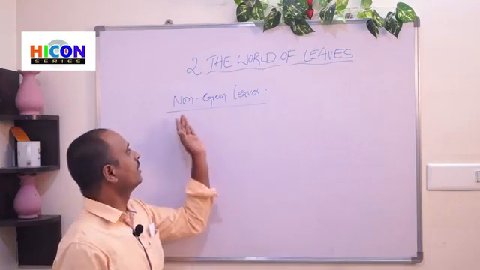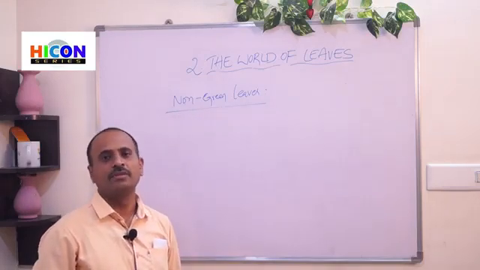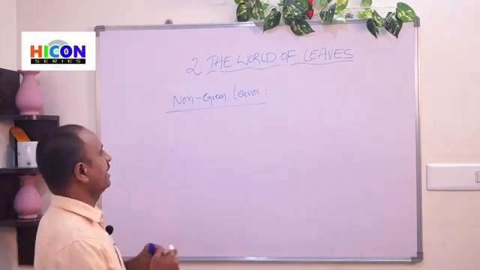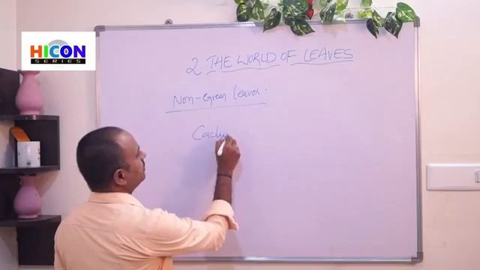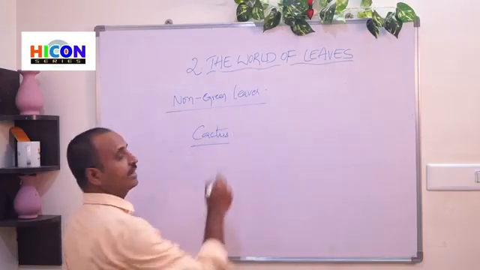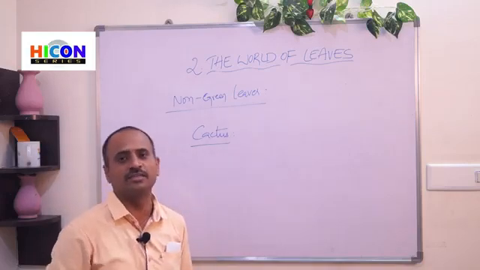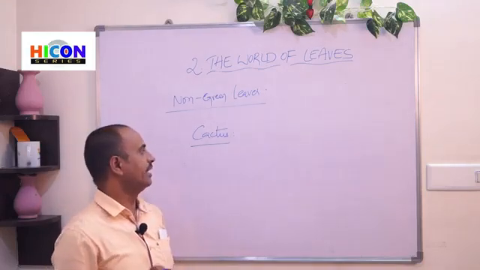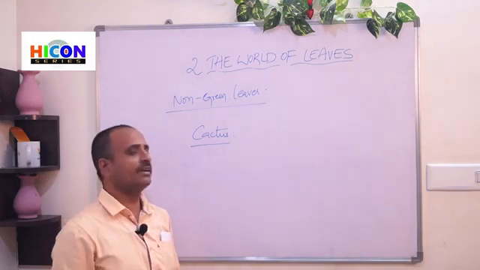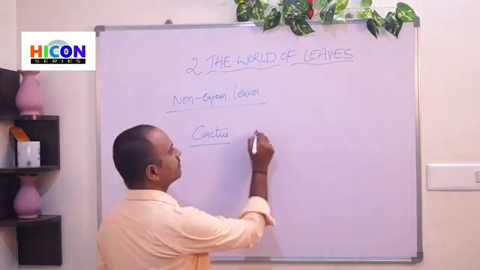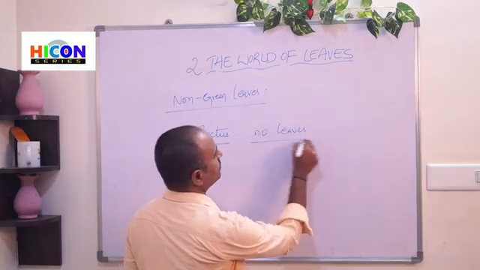Then the non-green colored leaves cannot prepare their food. For example, if we take the cactus. So the cactus plant. Have you ever seen a cactus plant? These plants are generally observed in deserts. Look at the picture, you are observing the cactus plant. In cactus plants there are no leaves. Cactus plants do not have leaves.